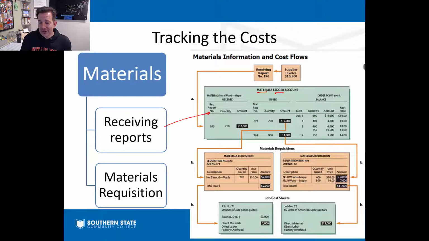And then down here, we have the actual job cost sheet. Again, we're keeping track of our cost by job. And you can see we have job 71, we have job 72. Materials have gone into both of those jobs. $2,000 for job 71, $11,000 for job 72. So we keep track of the material as it goes into our cost accounting system as we begin production.